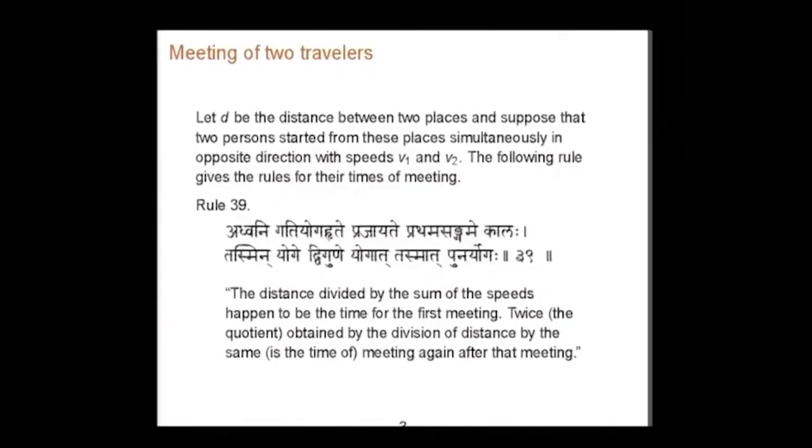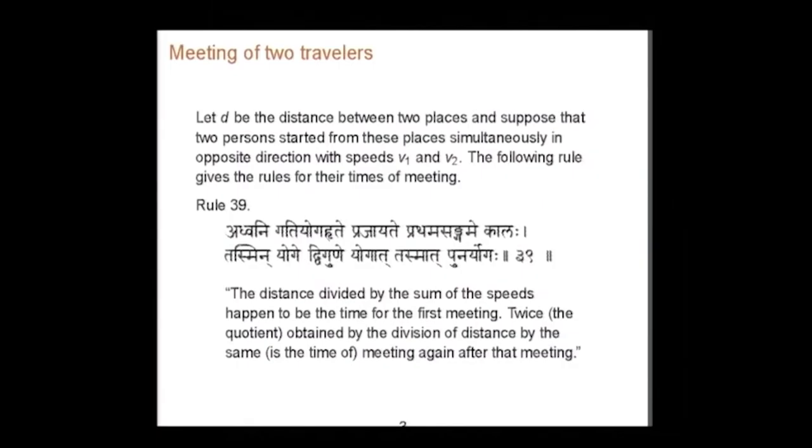Suppose two travelers start from two places, the distance between which is d. They started simultaneously in opposite directions with speeds v1 and v2. The following rule gives their times of meeting. So they will meet several times.